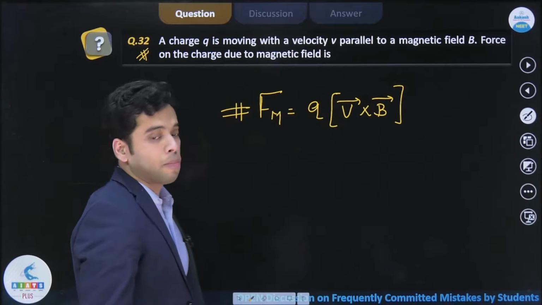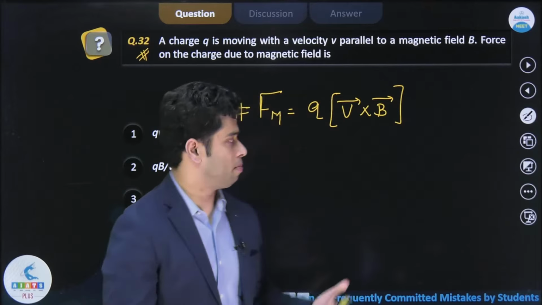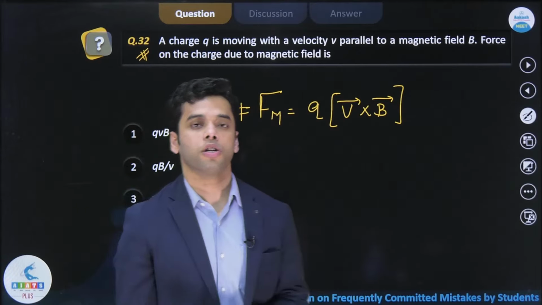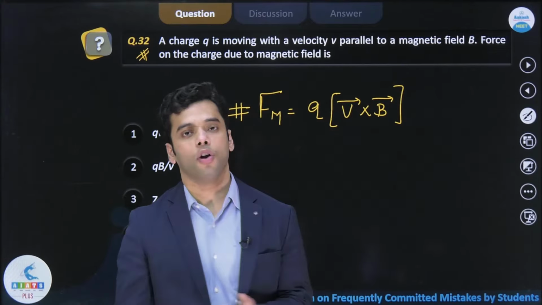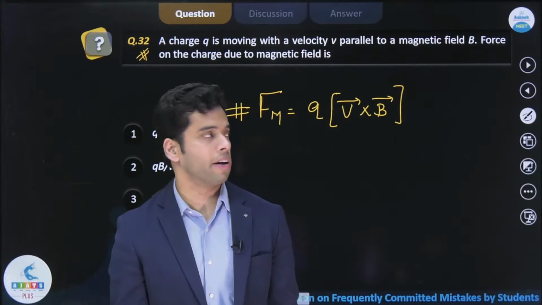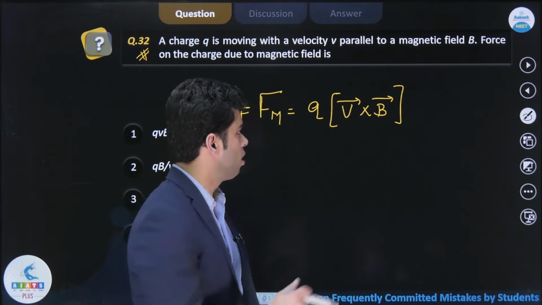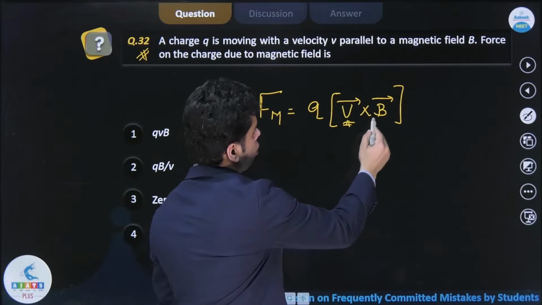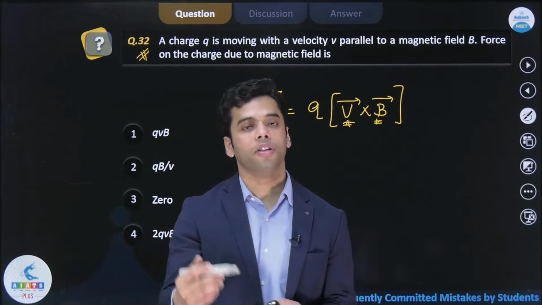Right? So if you want to find the force on a charged particle due to magnetic field, the expression is Q V cross B. What is Q? Q is the charge of the charged particle, V is the velocity, and B is the external magnetic field. So to determine the direction, you need to figure out where the cross product of V cross B is. You need to figure out the angle between the V and the B.